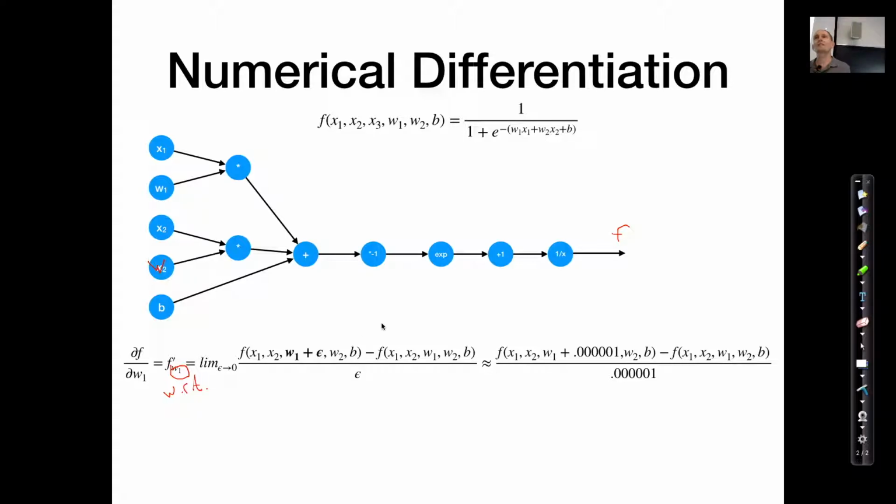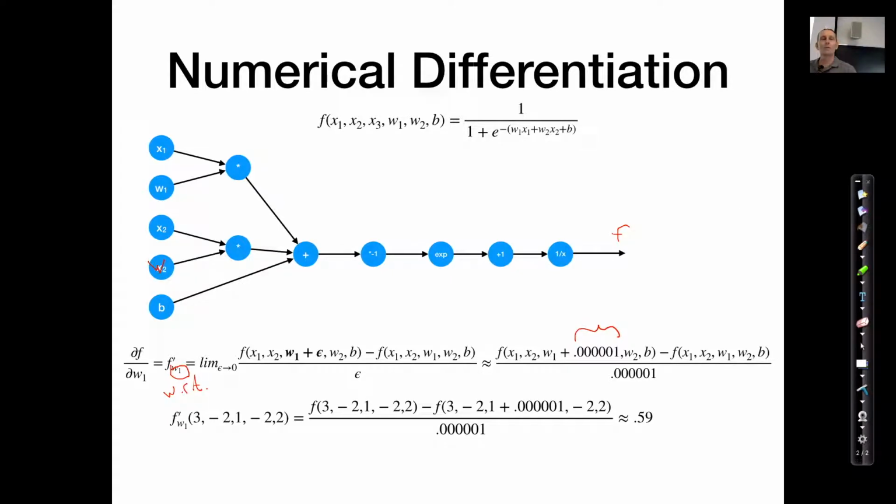And so we can approximate that if we just say, well, let's just use a small epsilon, close to 0. Like, and this is a reasonable number, 0.000001. And so we can do that. So we just will plug in, let's say, here, our x1 is 3, our x2 is -2, our w1 is 1, our w2 is -2, and our b is 2.